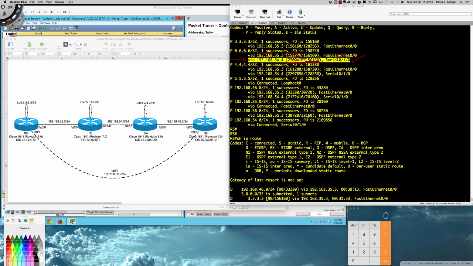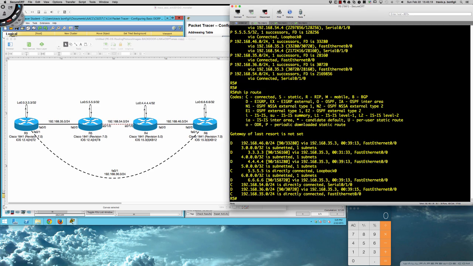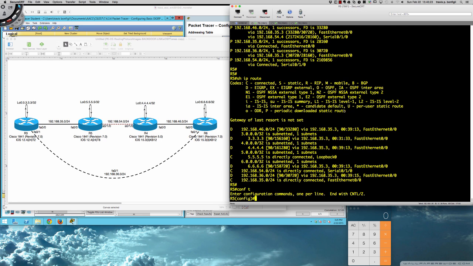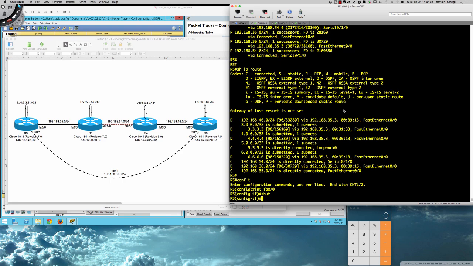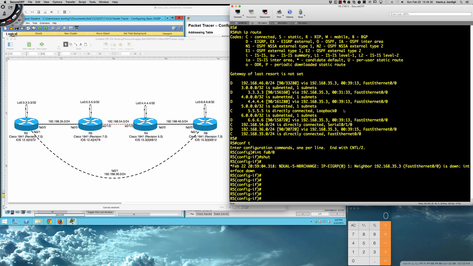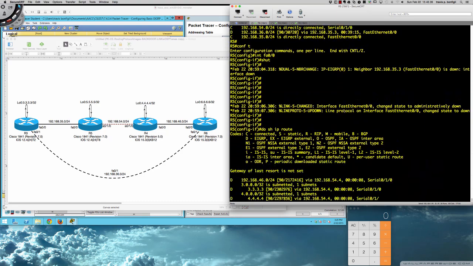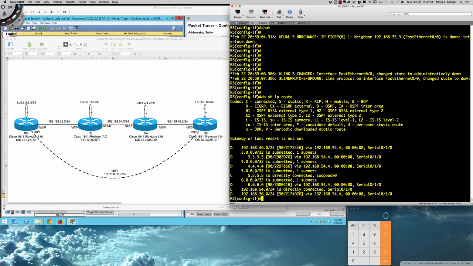So let's go ahead and knock that out right now. I'm on router 5, and we're going to go into interface FastEthernet 0/0, and I'm just going to say shut. Now you can see that the adjacency goes down. And if I were to now do show ip route, what are we going to see for our route now to get to 3.3.3.3?